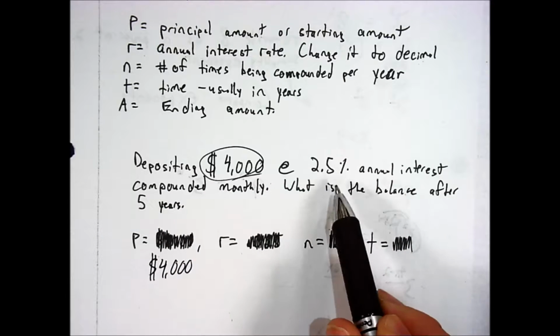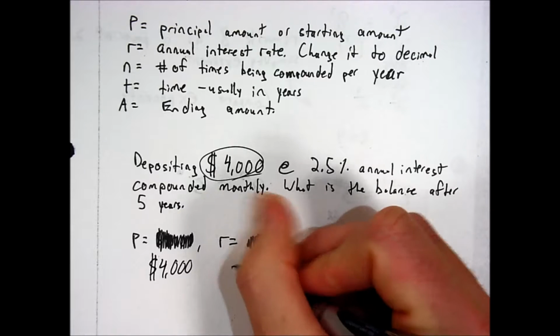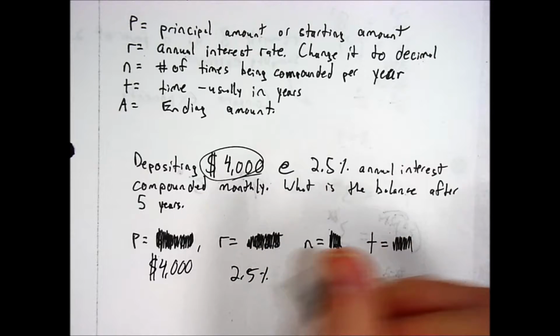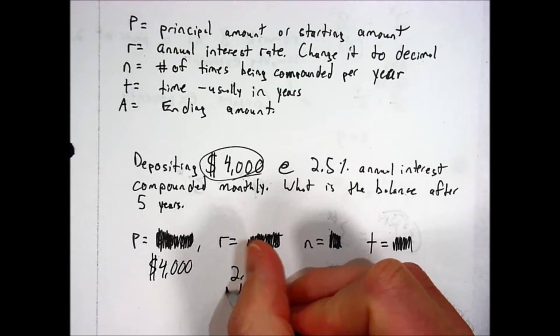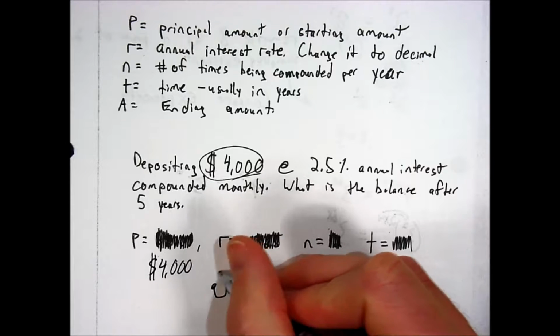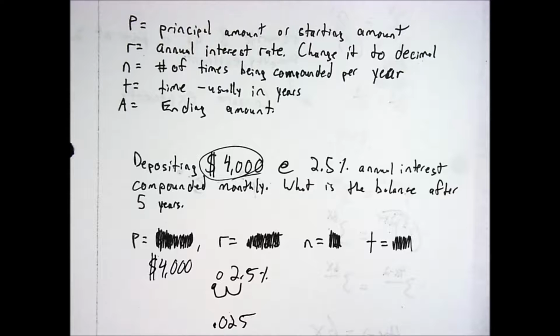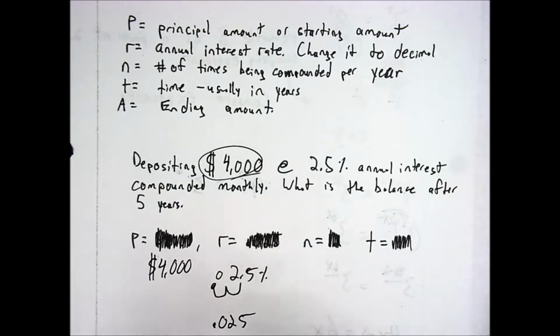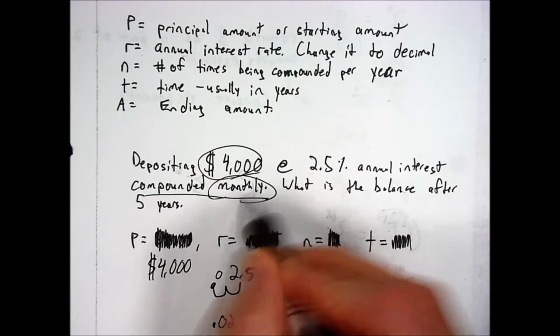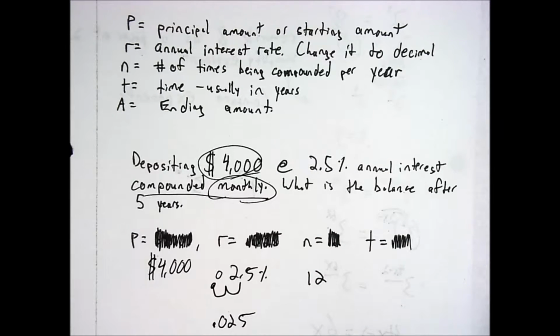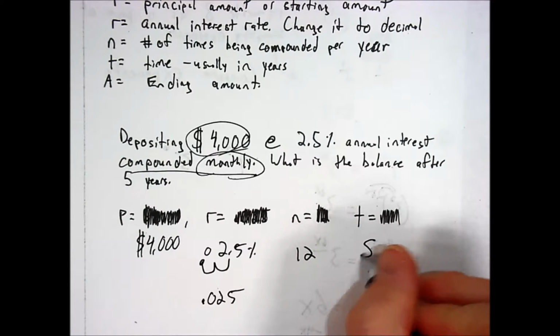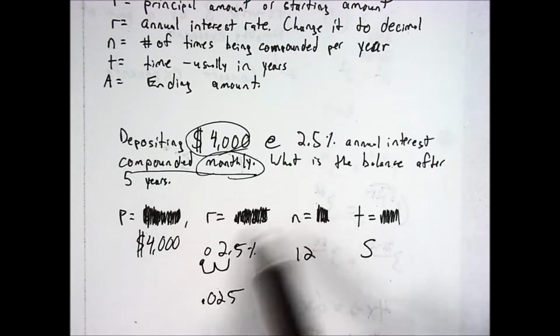Okay, what's our rate? 2.5%. And if I change that to a decimal, remember we slide it 2 spots, this is back to 7th grade math, to 0.025. N, the number of times it's compounded per year. We're compounding it monthly, that's 12 times in a year. And T, what's the time we're looking at? 5 years.